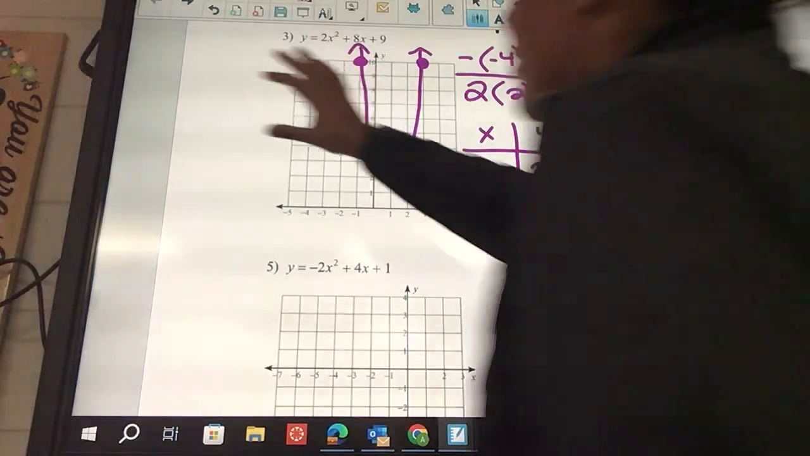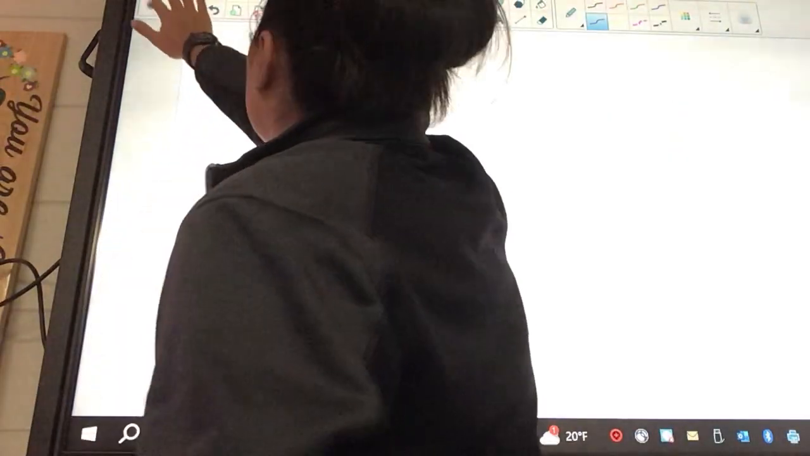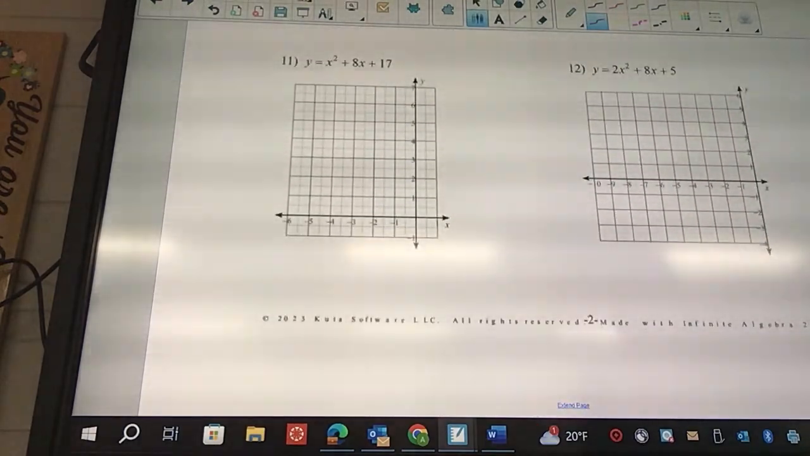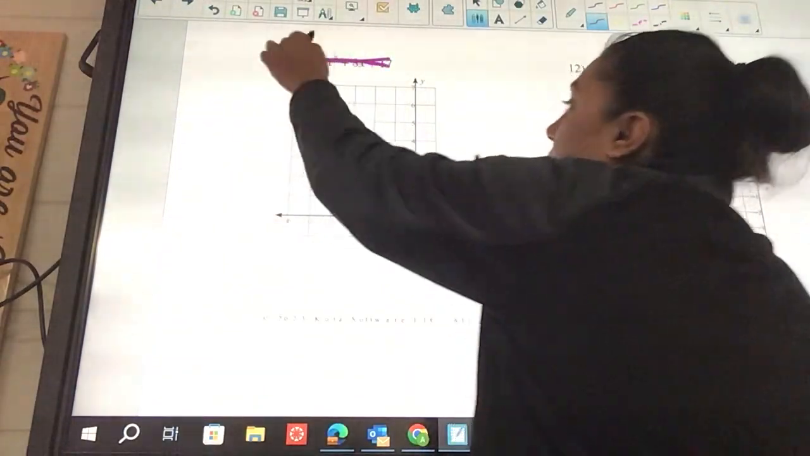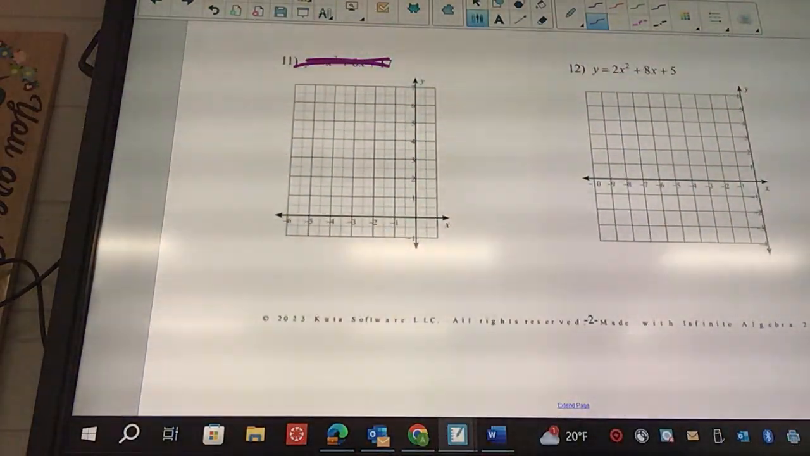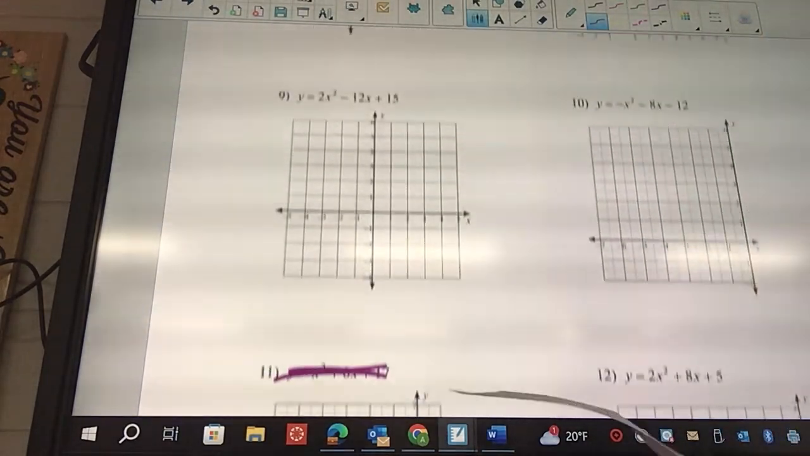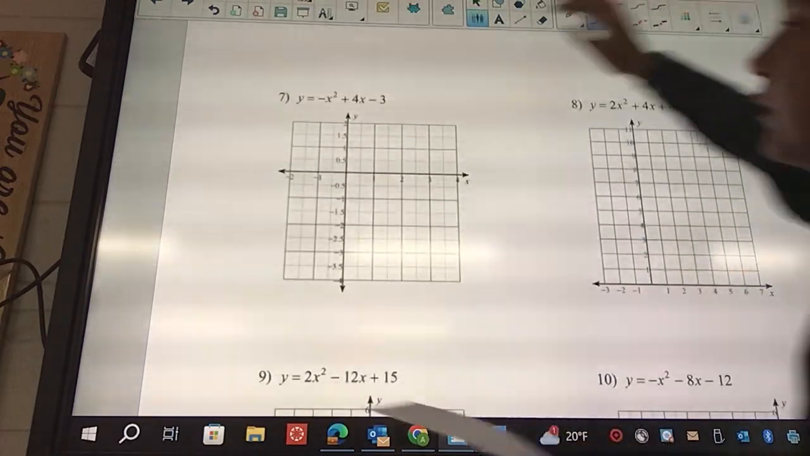Okay, all of you go to number 11. Oh, she has a different paper. I guess it doesn't really matter because my number 11 is not the same as your number 11. So go to number 11. Let me see if I can find a graph I can use.